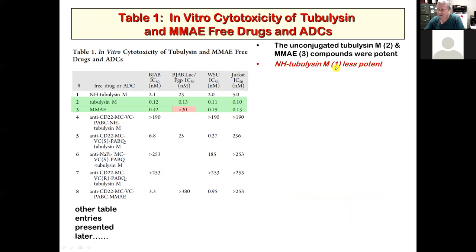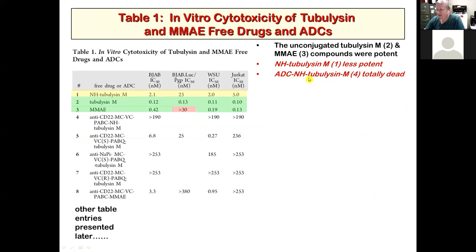NH tubulysin M, that's a secondary amine, was less potent, right? We said that. Well, let's look at it. Okay, yeah, the IC50s are definitely a little bit higher now. So it's active, but not as active. So secondary amine, kind of bad. Tertiary amine, much better, right? That's a conclusion we discussed already. Okay, good. So we're cool so far.